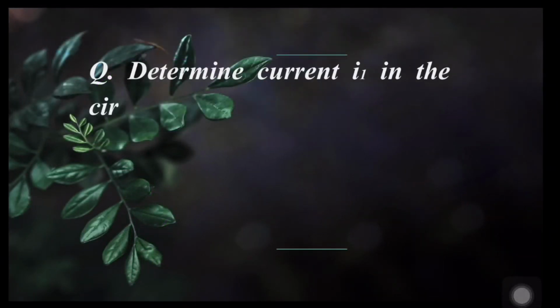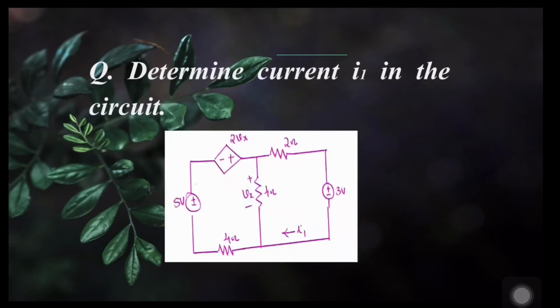Determine current I1 in the circuit. This is the network. Here we have two independent voltage sources, this 5 volt source and this 3 volt source, and one dependent voltage source 2Vx, where the controlling variable Vx is defined as the voltage across this 4 ohm resistor. I1 is marked as the current through this part of the network, which is the quantity to be calculated. Since there are no crossovers present in the network, it's a planar network and we can use mesh analysis to find its solution. What is our next task?